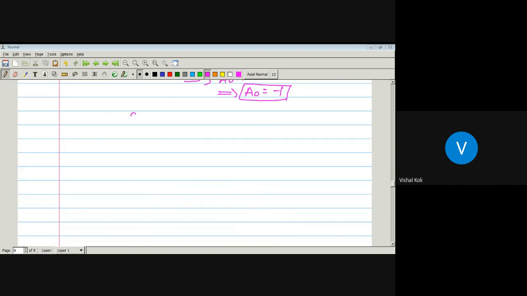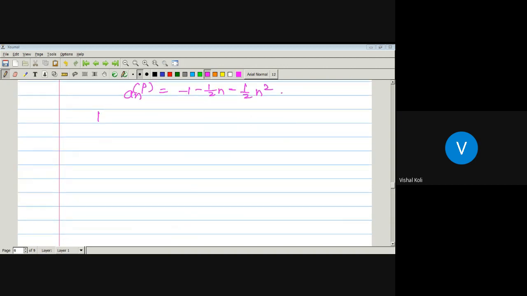So the trial function becomes the particular solution, which is equal to a0, a0 is minus 1, plus a1 n, a1 is minus 1 by 2, n, a2 is minus 1 by 2, n square. So this one is the particular solution.